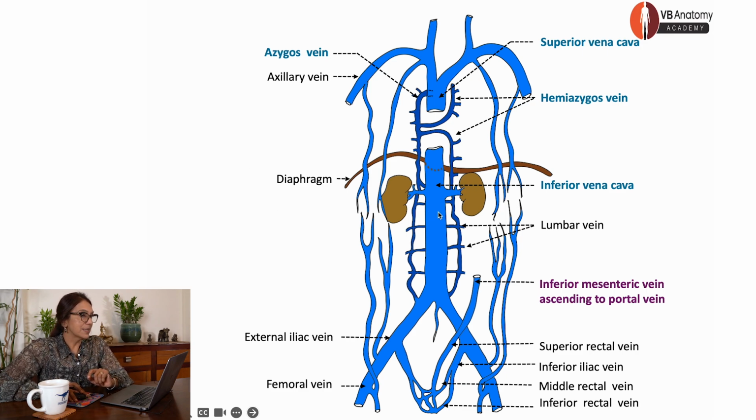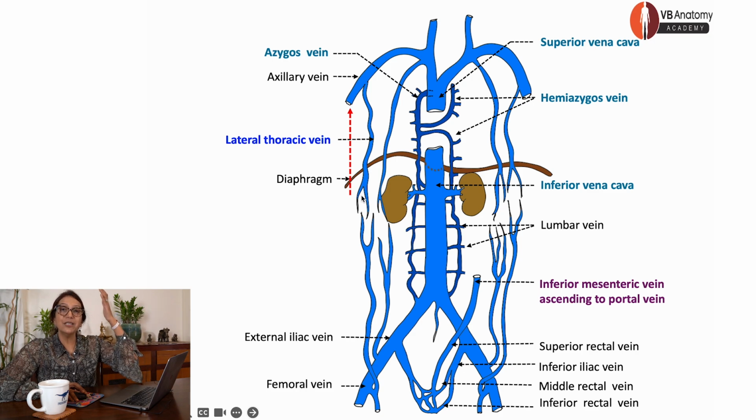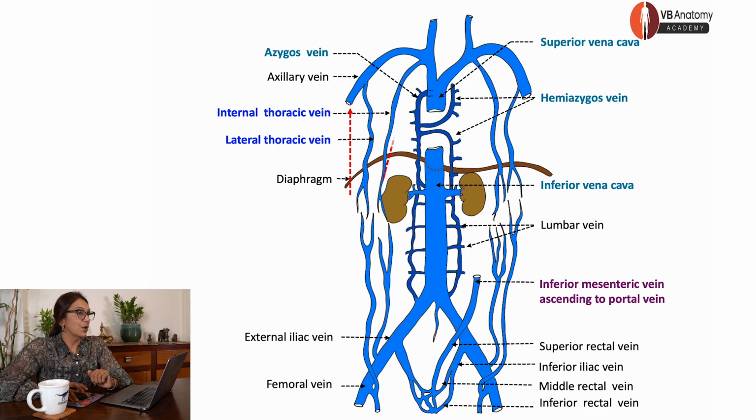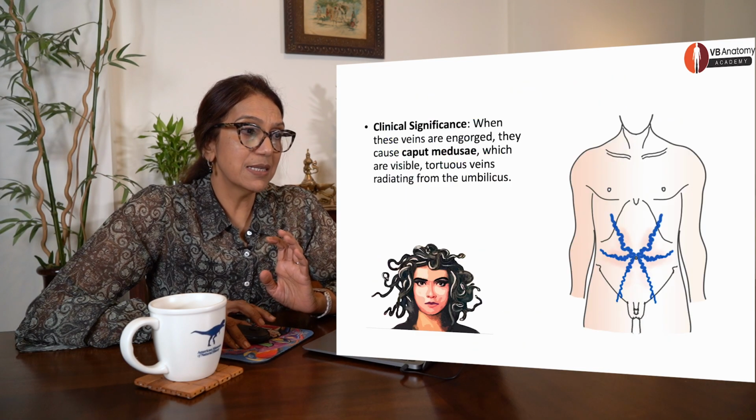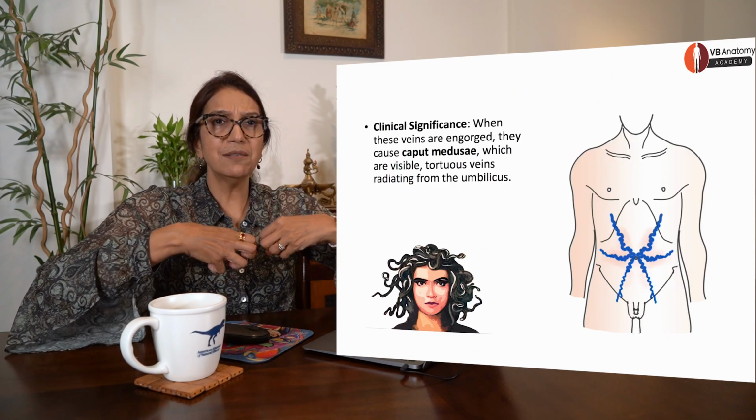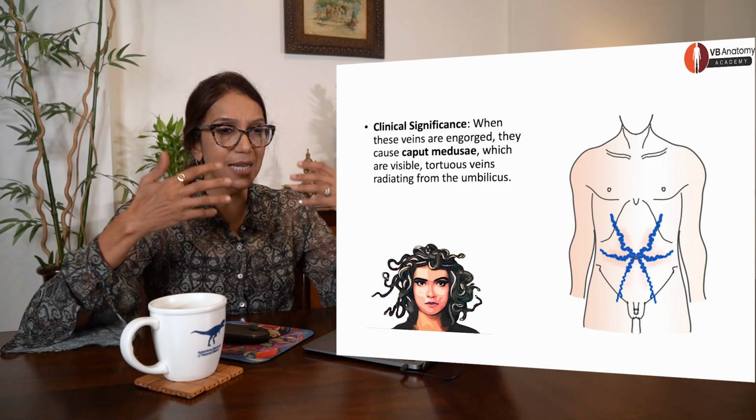So what happens? Through the lateral thoracic veins, it begins to drain into the axillary vein. Imagine your portal circulation blood is now passing into the axillary vein or through the internal thoracic vein into the superior vena cava, or through the superficial epigastric, through the inferior epigastric into the inferior vena cava. And thus, blood has started to bypass the liver through the superior vena cava, through the inferior vena cava to finally reach the heart.